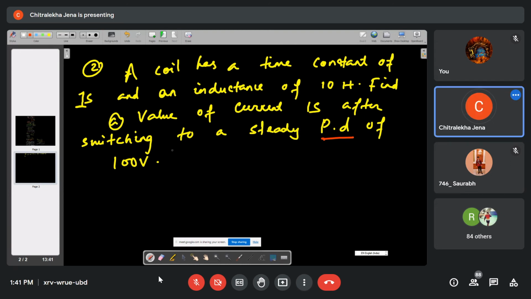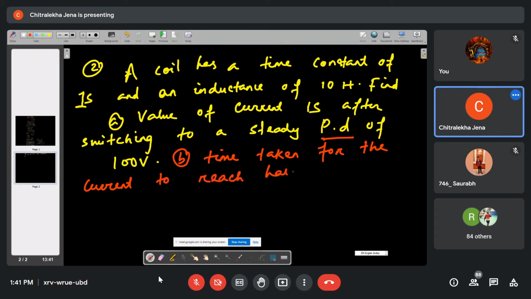Yes, very good. Second bit, you will find out bit B: time taken for the current to reach half of its steady value. अभी बहुत सिंसियर हो गया तुम लोग, जल्दी जल्दी सब आंसर बोल दे रहे हो. करो.